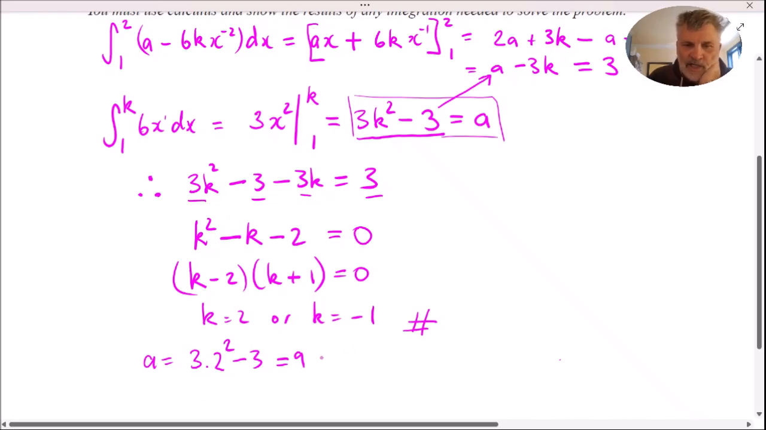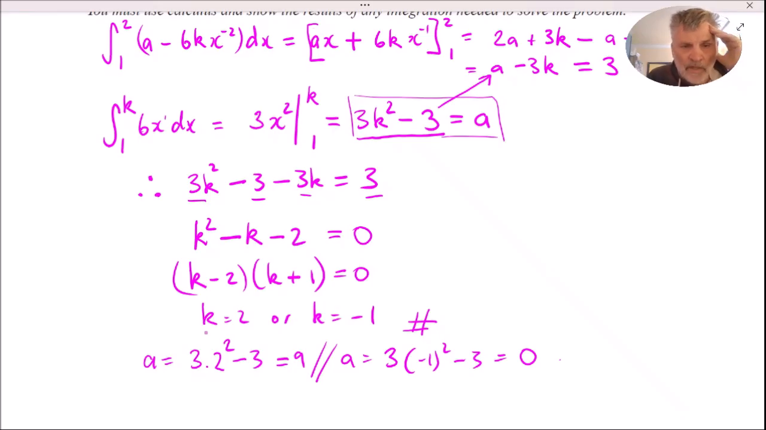And in this case here, a is equal to 3 times minus 1 squared, minus 3. Minus 1 squared is 1. 3 minus 3, that's 0. So we could find a as well, but the question didn't ask for that. So up to this point is all that's needed to answer that question.